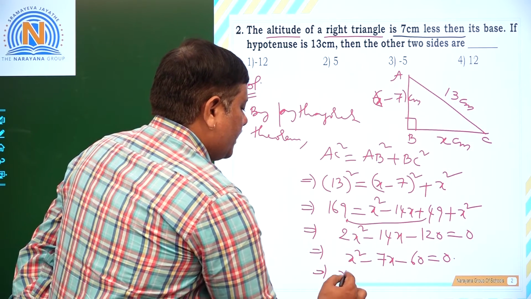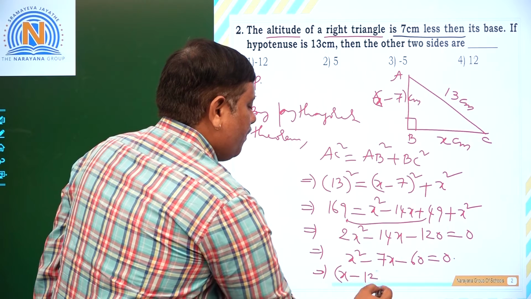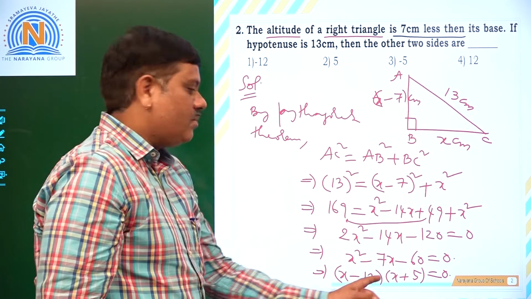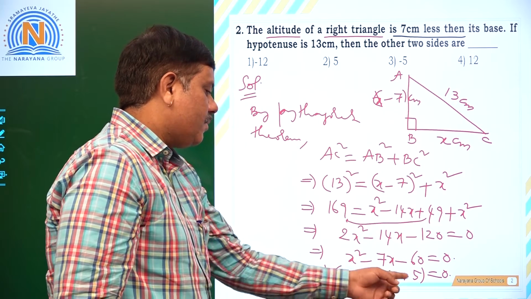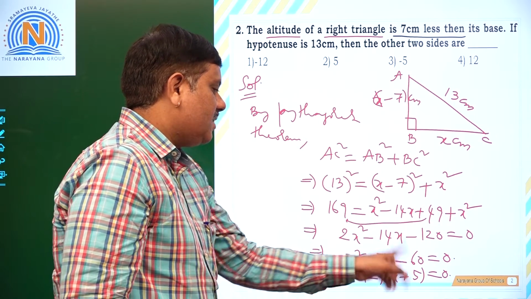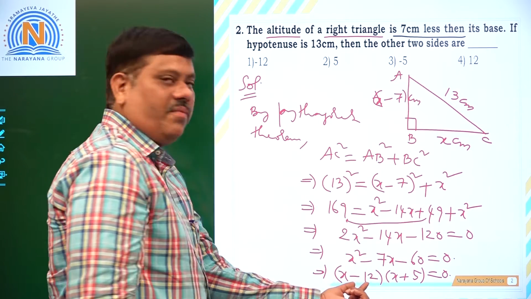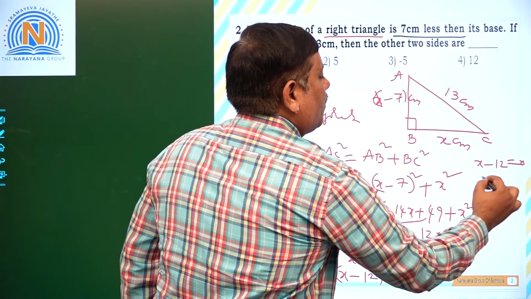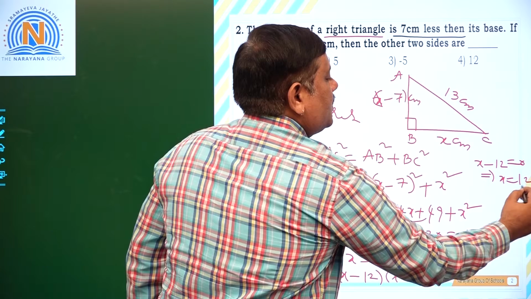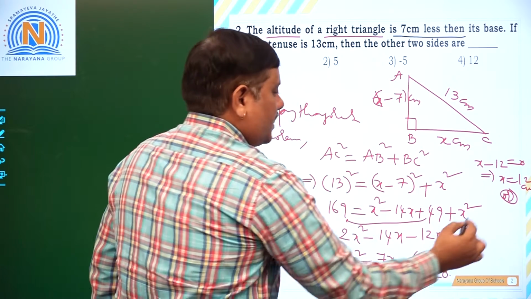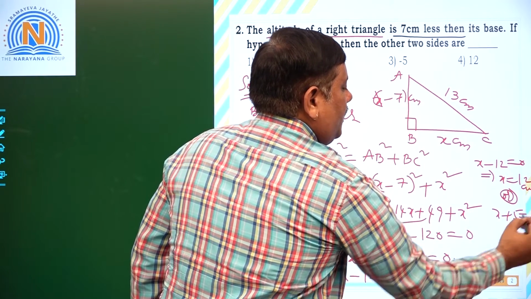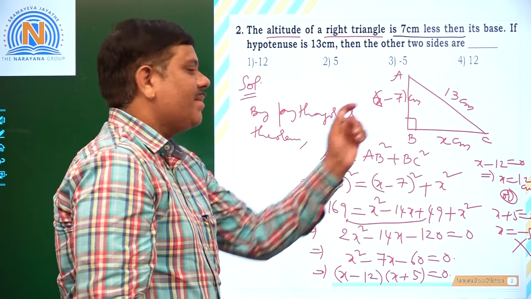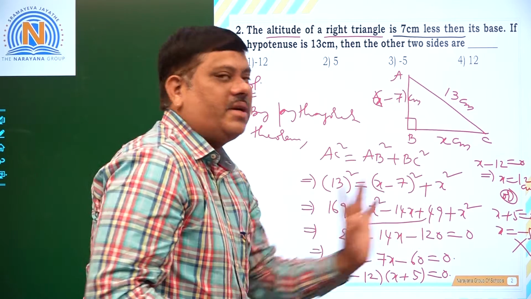This again we can write as x minus 12 times of x plus 5 is equal to 0, because x minus 12 into x plus 5 is x square minus 7x minus 60. So if I use zero product rule here, x minus 12 is 0. It implies x is equal to 12 centimeters, or x plus 5 is equal to 0, thereby x is equal to minus 5. Anyway, it is an absurd result because x is representing length of the side, so it cannot be negative.